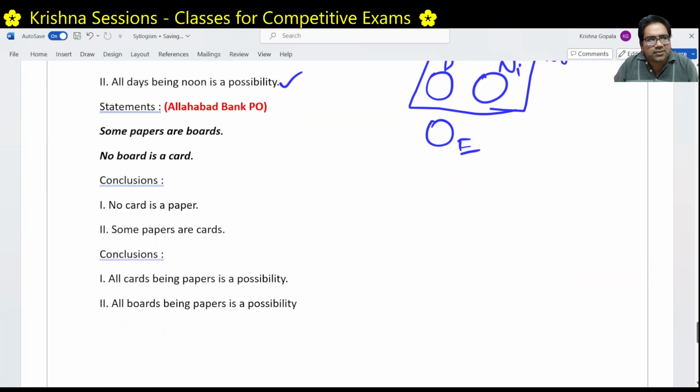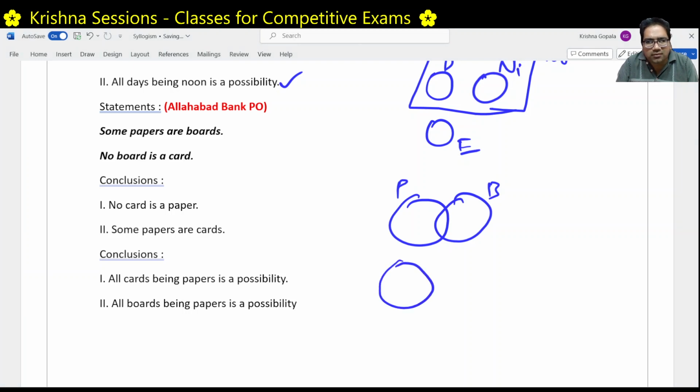Next. Some papers are boards. These are papers, these are boards. No board is card. So that means card can be here also. Card can extend here also. We can draw like this also, card like this, or card which can eat some part of paper also.